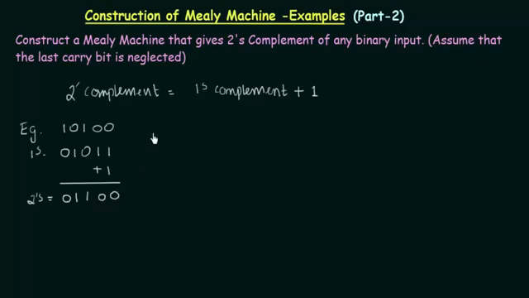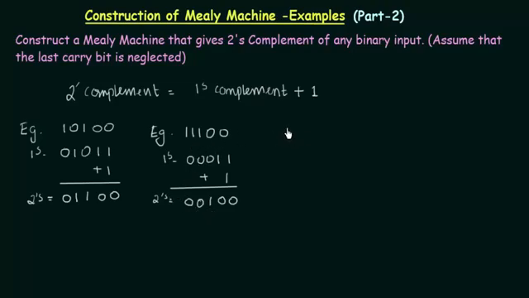Okay, let me take another example. Let's say 1, 1, 1, 0, 0. So what is the 1's complement of this? 0, 0, 0, 1, 1. And you add 1 to this to get the 2's complement. 1 plus 1 is 0, and 1 carry, and carry 1 plus this 1 gives 0, and again 1 carry, and carry 1 plus this 0 gives 1, and this 0, and this 0. So this is the 2's complement of this number.